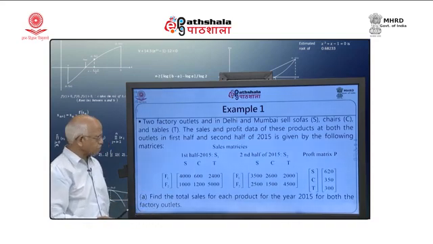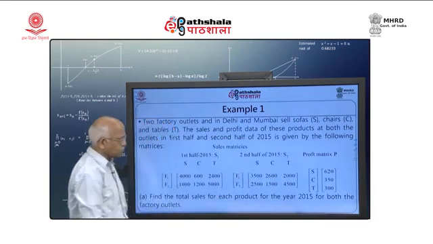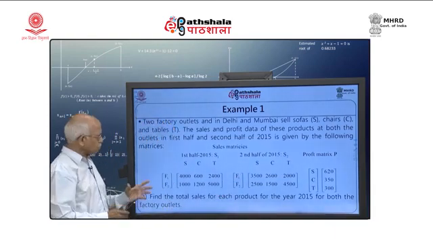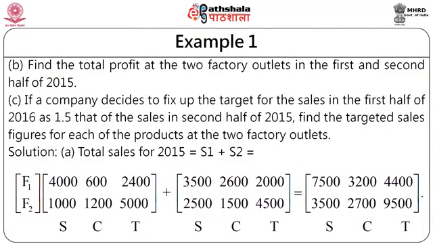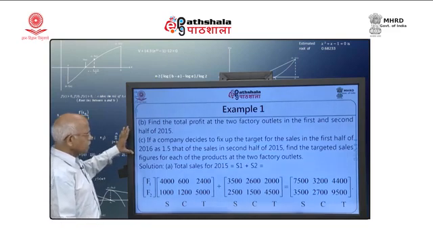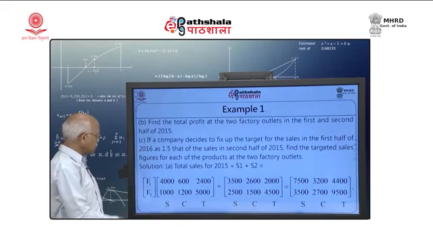So, find the total sales for each product for the year 2015 for both the factory outlets. If I want to find out total sales at both the factory outlets, I have to simply add. Second, find the total profit at the two factory outlets in the first and second half of 2015. And third, if a company decides to fix the target for the sales in the first half of 2016 as 1.5 times that of the sales in the second half of 2015, find the targeted sale figures for each of the products at the two factory outlets. You can see that these three are very practical questions which are asked in many industries.